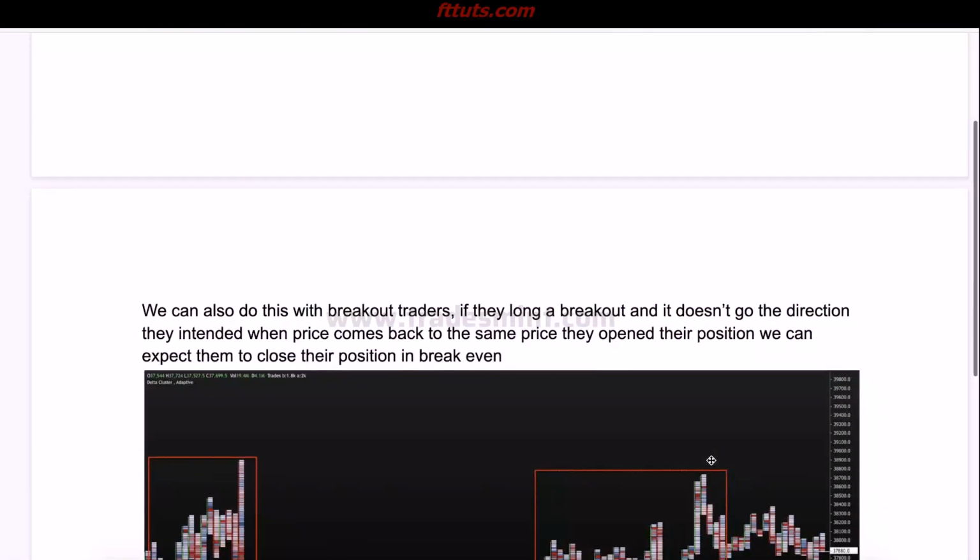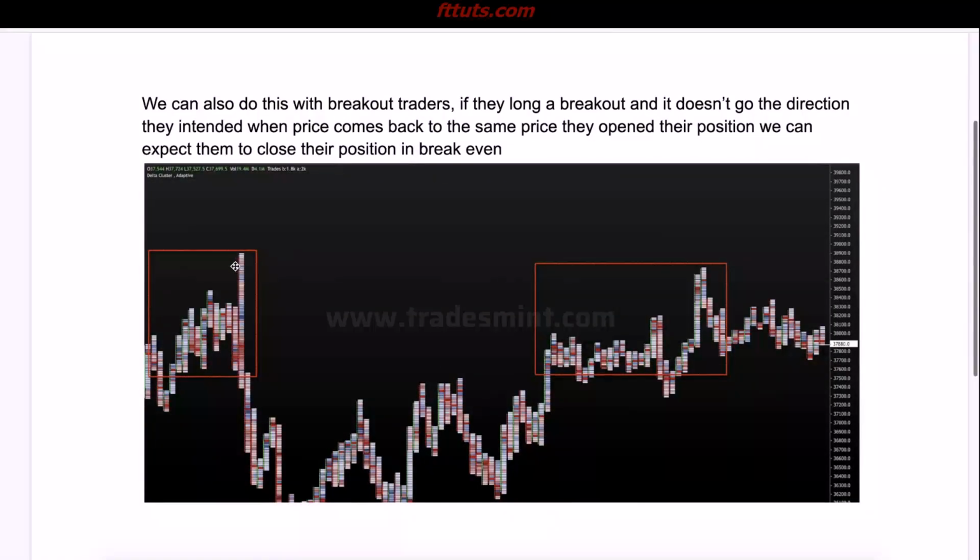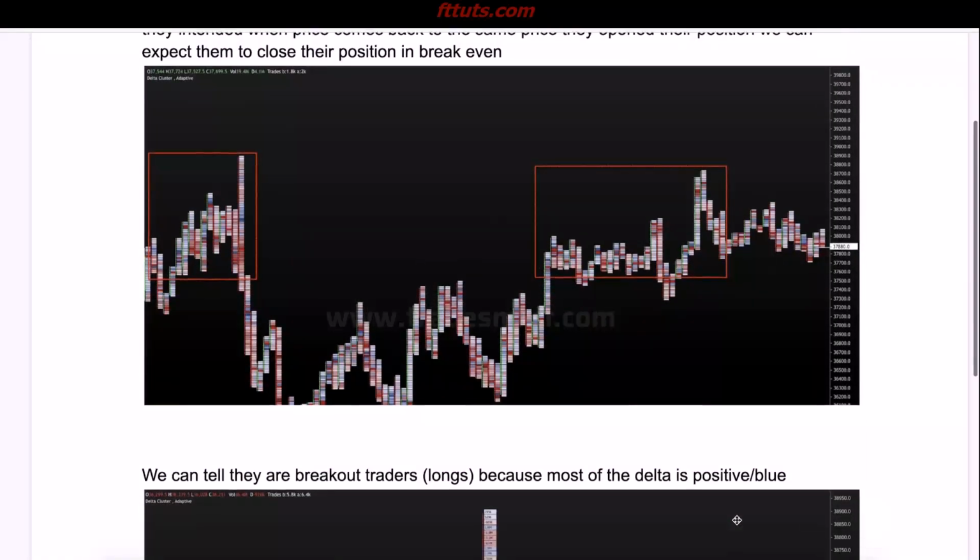We can also do this with breakout traders. If somebody longs a breakout, for example, and it doesn't go the direction they intended, when price comes back to the same area where they opened their position, they'll probably close out and be, whew, that was a close one, right? At break even, and then price will come back down from that area, okay?